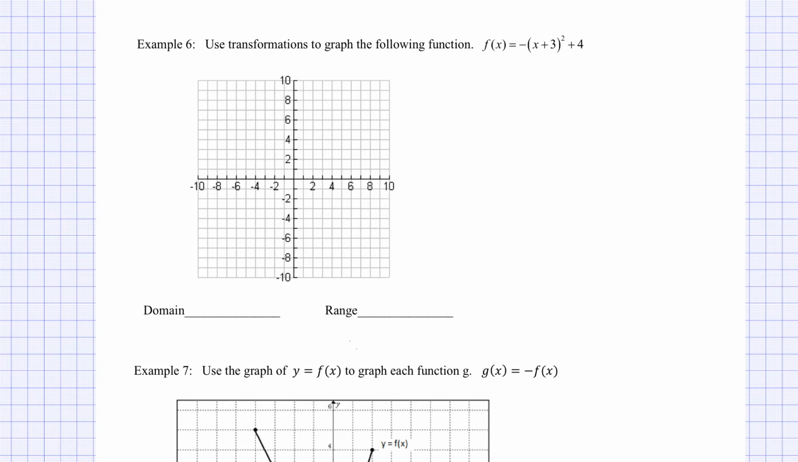So now let's look at this last example, and we're going to use transformations to graph the following function. f of x equals the opposite of x plus 3 squared plus 4. So my parent function is my quadratic.